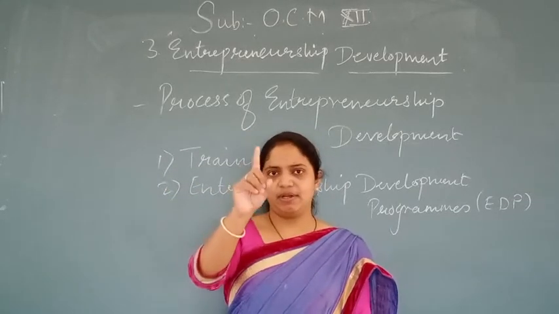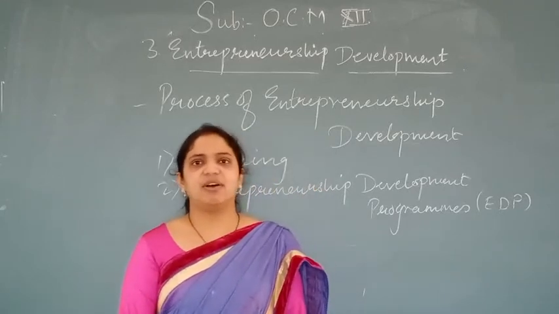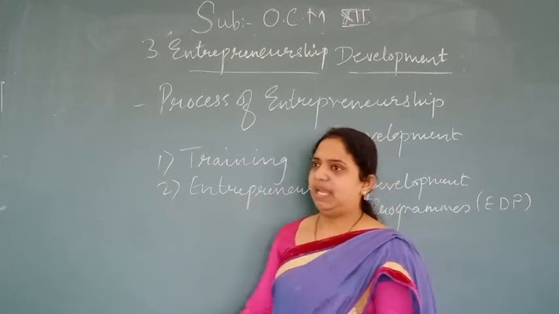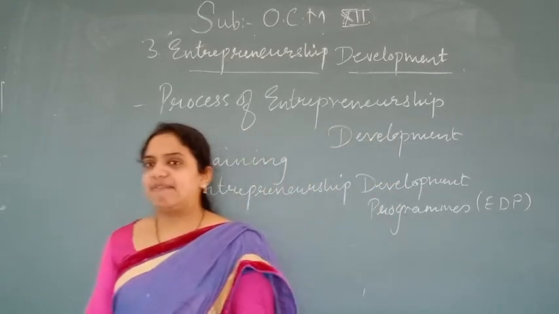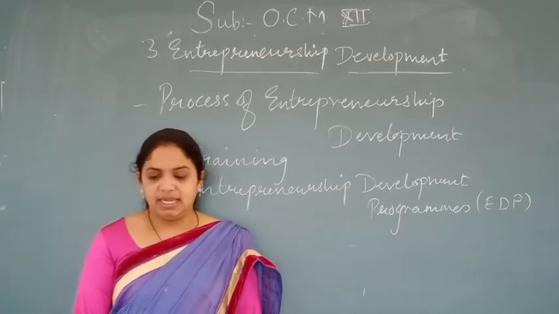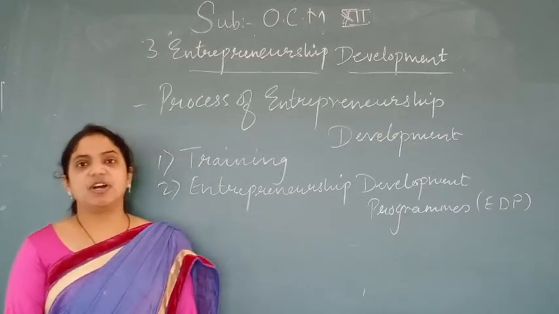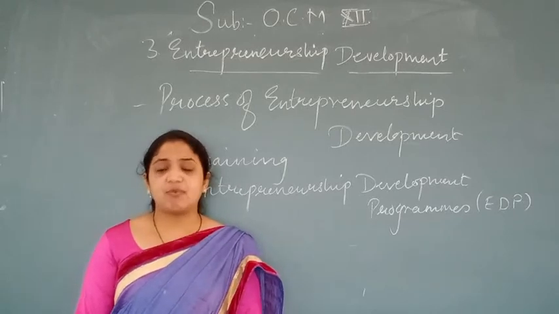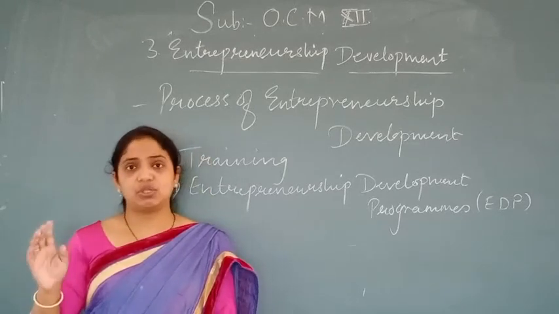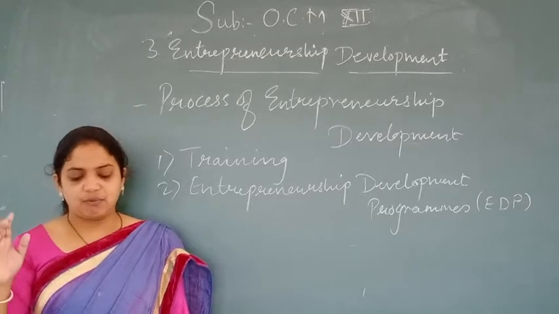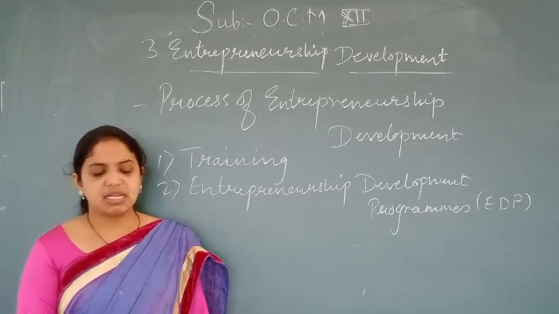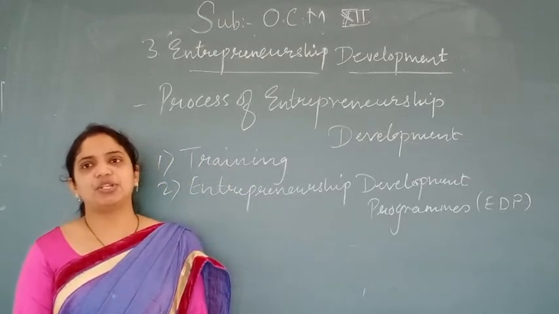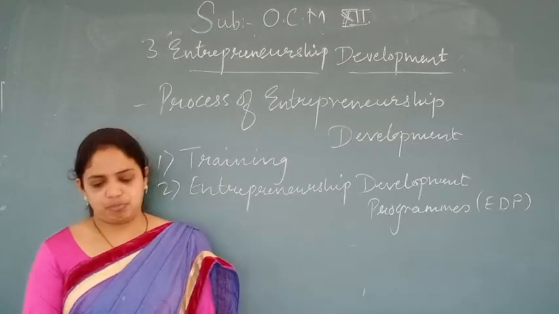Got it, everyone? Point number 1 is the process of entrepreneurship development. Point number 2 is EDP, that is Entrepreneurship Development Programs. EDP was first introduced in Gujarat in 1970. Where was the EDP program first introduced? In Gujarat, in 1970, and it was sponsored by the Gujarat Industrial Investment Corporation.